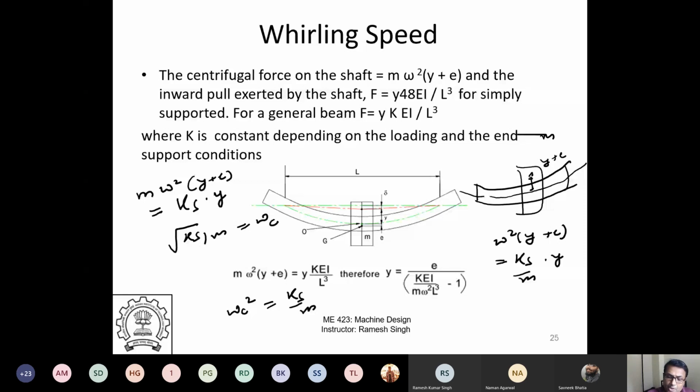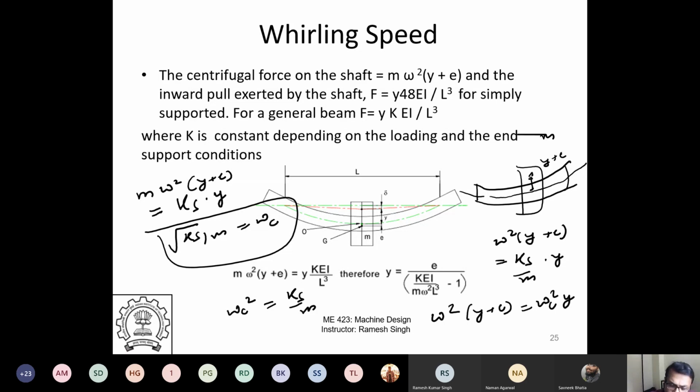Now ks by m is nothing but the natural frequency. If I know the elastic stiffness and the point mass at that point, I should be able to find out what will be the natural frequency. So basically omega square (y plus e) is equal to omega c square y. Let's simplify this further. So this is the equation which I have.